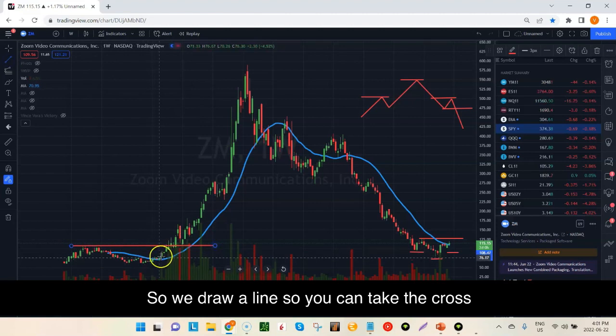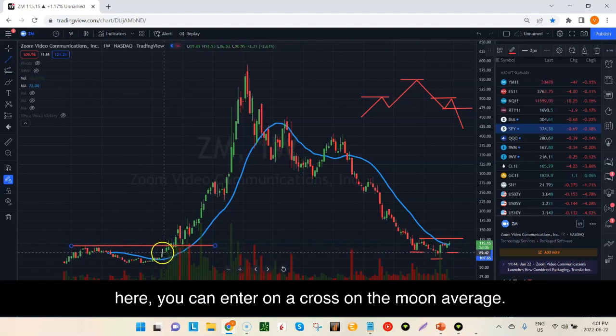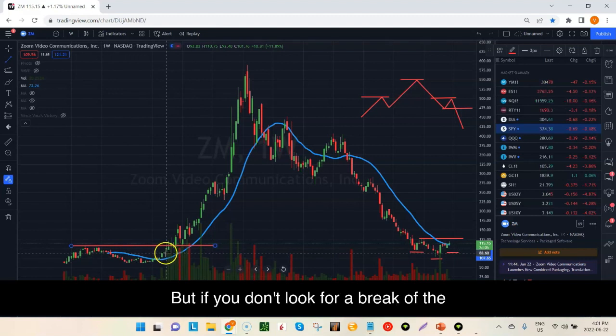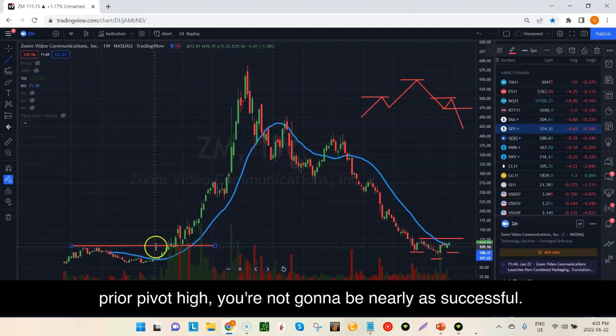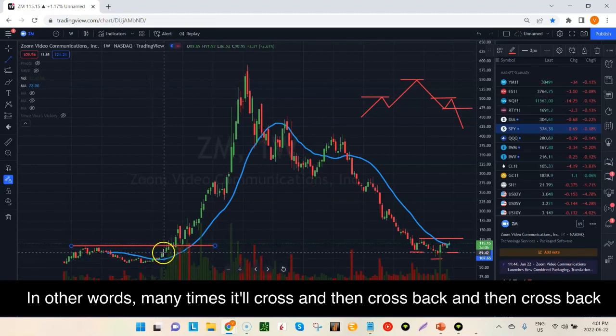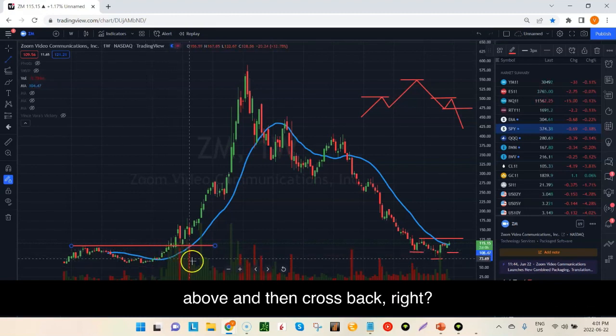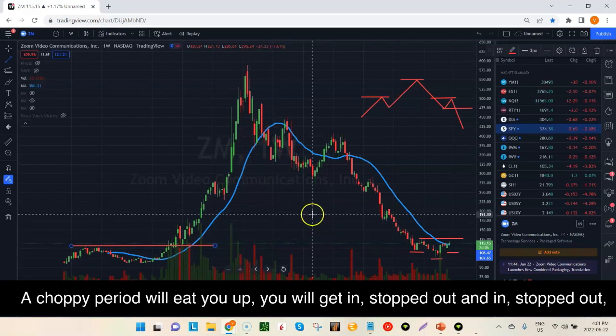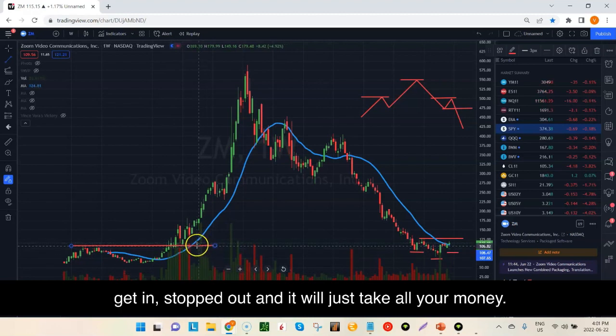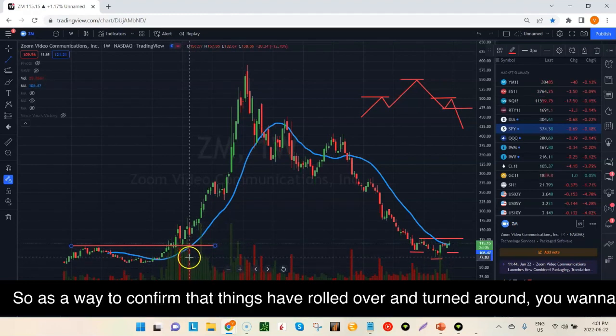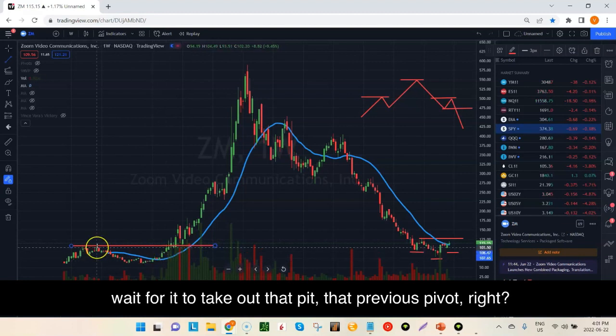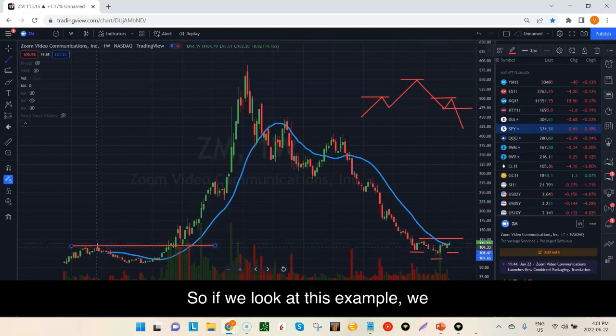So you can take the cross here. You can enter on a cross of the moving average. But if you don't look for a break of the prior pivot high, you're not going to be nearly as successful. In other words, many times it'll cross and then cross back and then cross back above and then cross back, right? A choppy period will eat you up. You will get in, stopped out, get in, stopped out, and it'll just take all your money. So as a way to confirm that things have rolled over and turned around, you want to wait for it to take out that previous pivot, right?